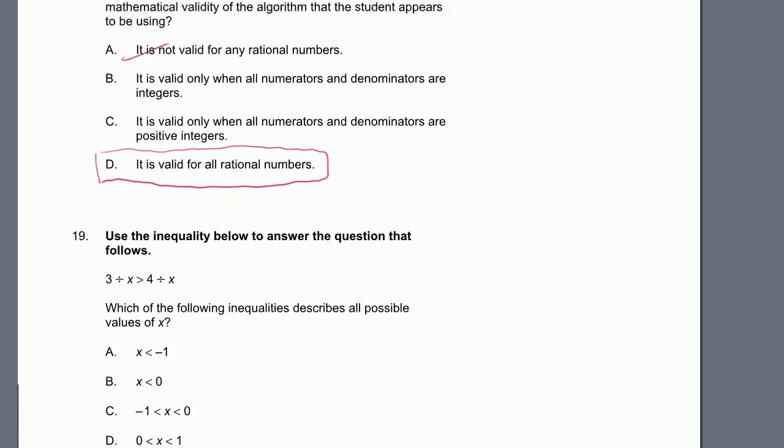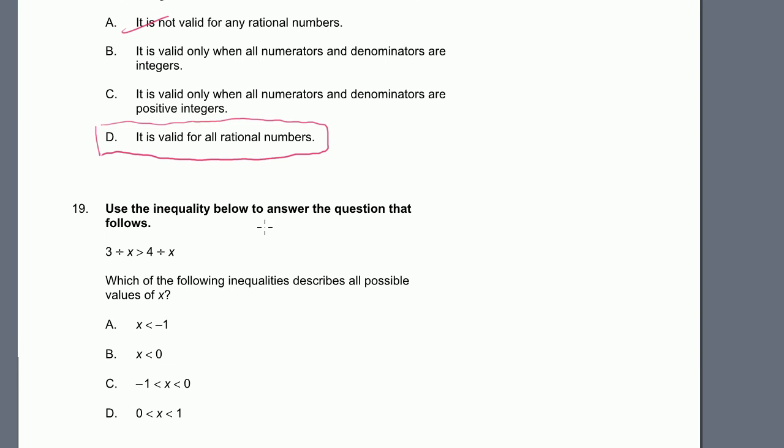Problem 19. Use the inequality below to answer the question that follows. Okay, that gives an inequality. Which of the following inequalities describes all possible values of x? So let me write. They're writing 3 over x is greater than 4 over x. So if we assume, well, x can't be equal to 0 because that would just be undefined. So let's just write that down. x cannot be equal to 0.